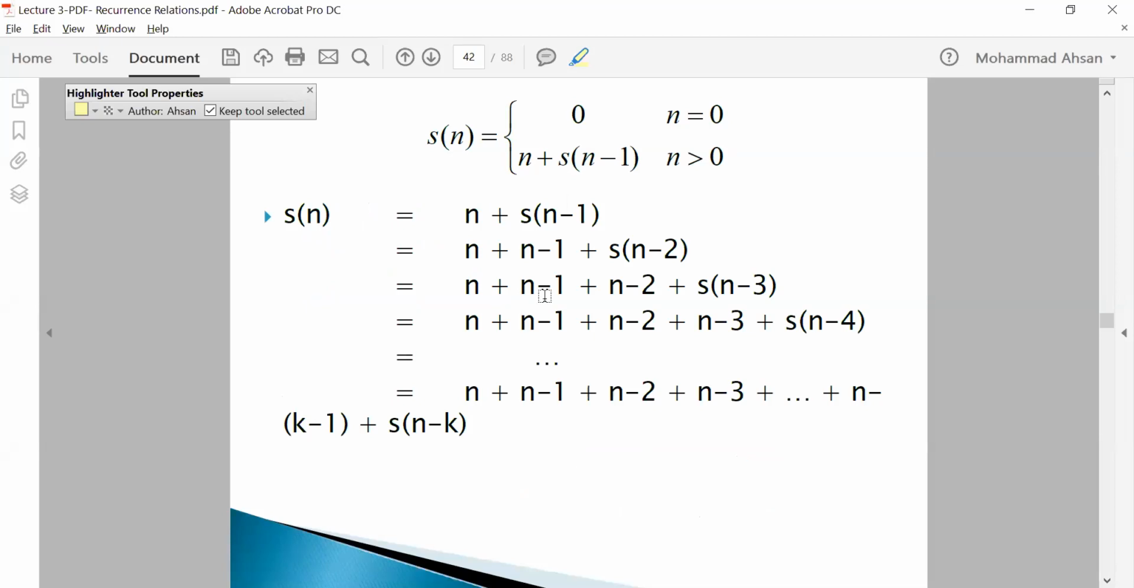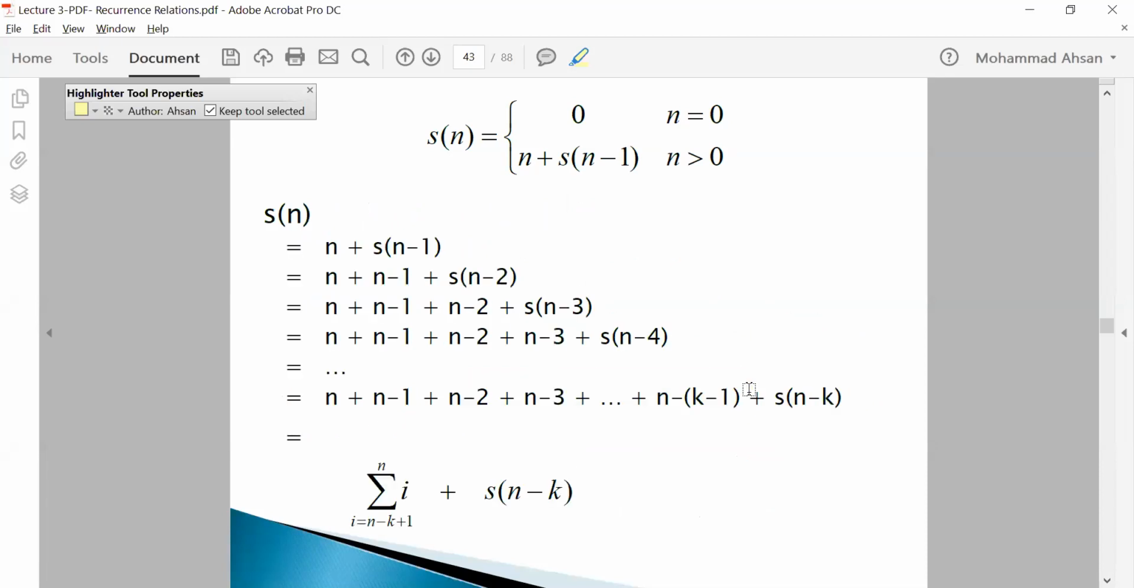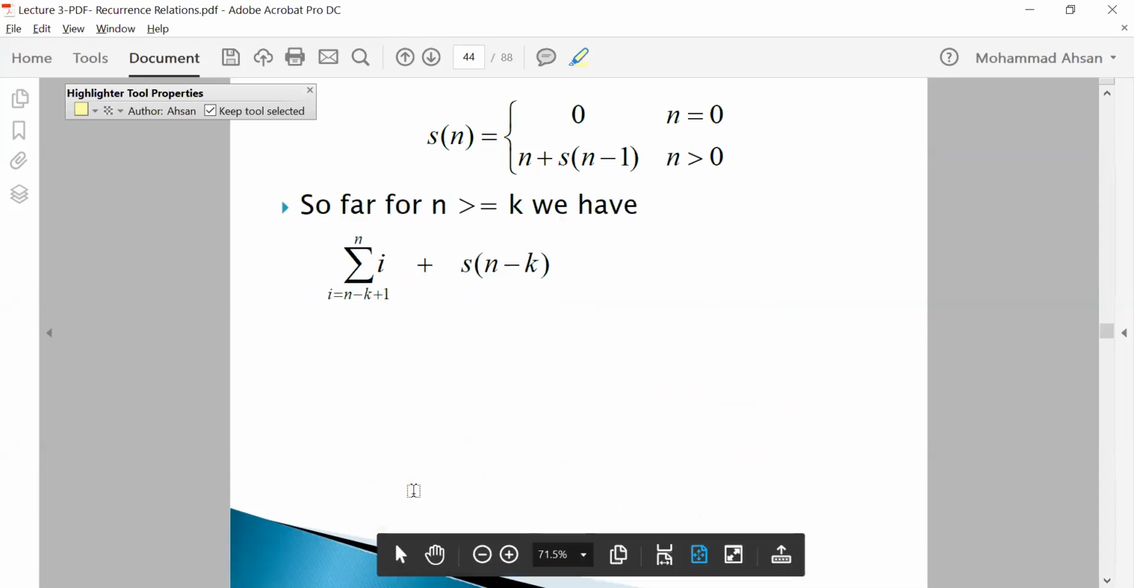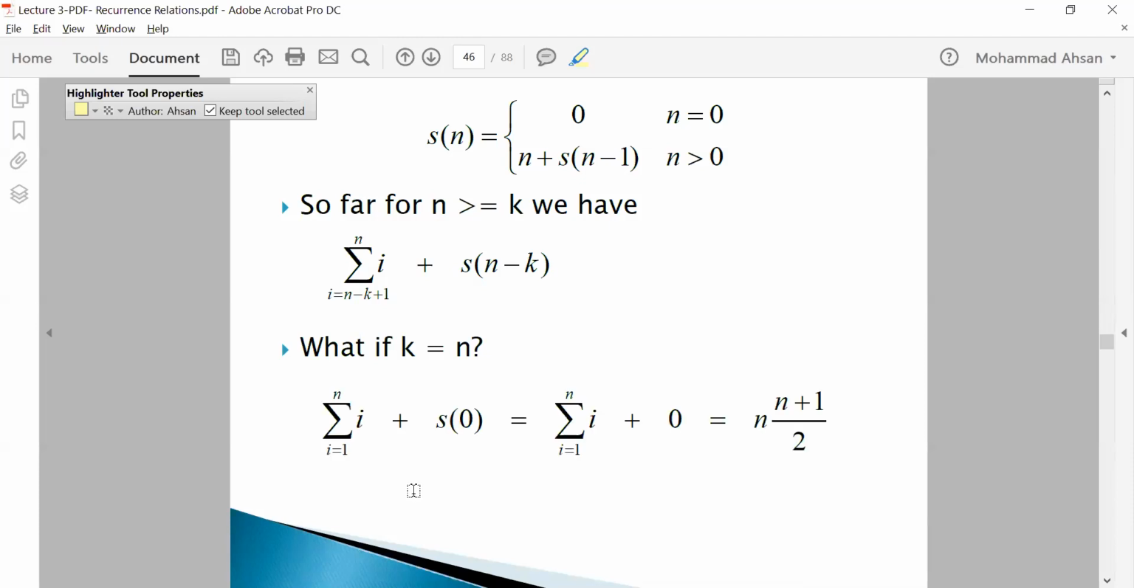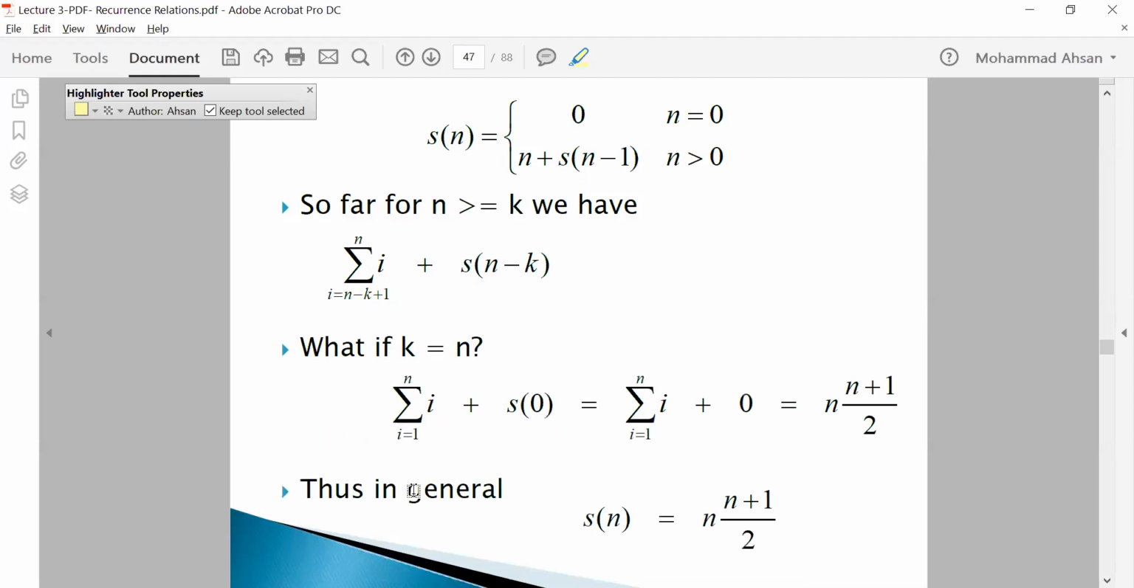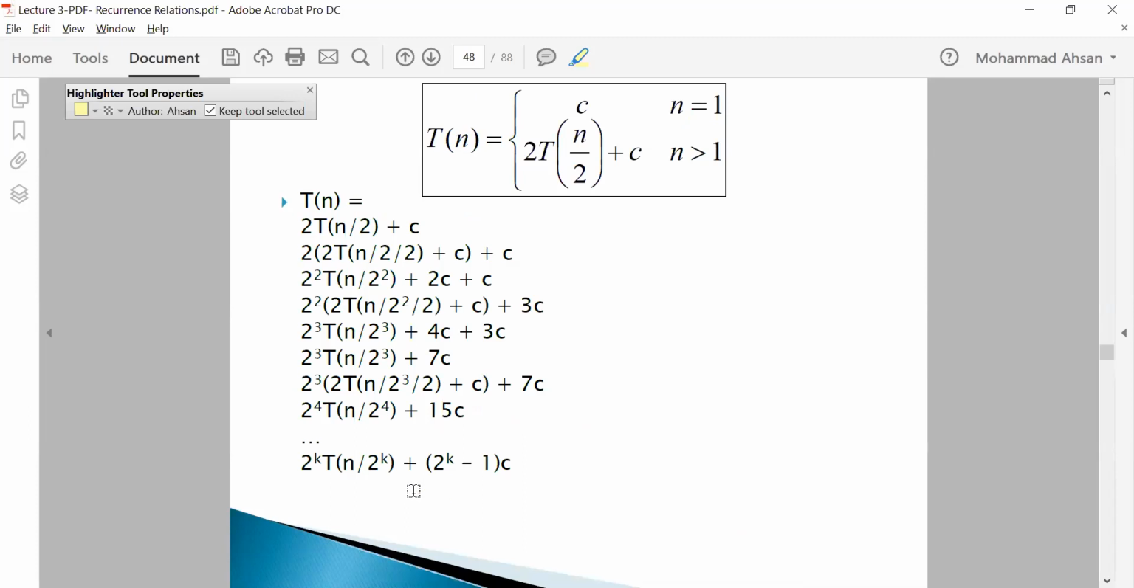This is the one. This is Tn is equal to Tn minus 1 plus n. So we got this series n up to 1. You see here. So you got summation i plus Sn minus k. When n is greater than or equal to k, we have this. And k is equal to n, which is our base case. We get summation n into n plus 1 by 2, which we got as n square plus 1 by 2, which is O of n square. Okay. This is again similar problem. We have twice tn by 2 plus c.